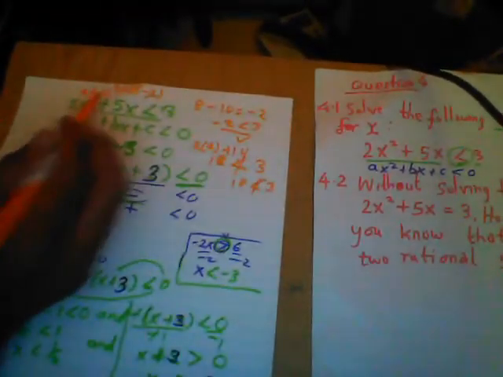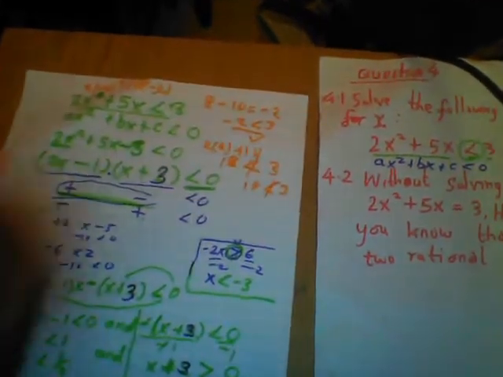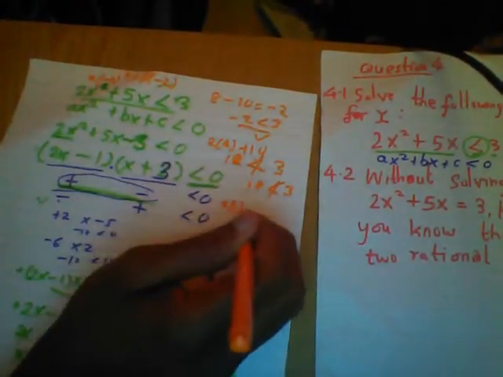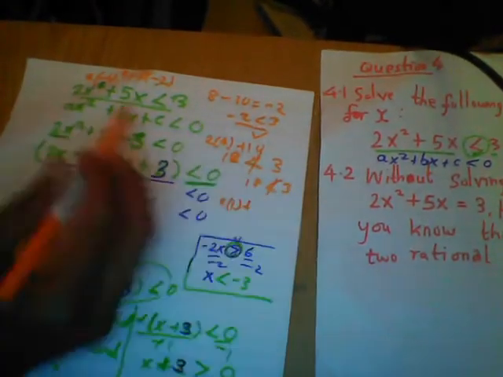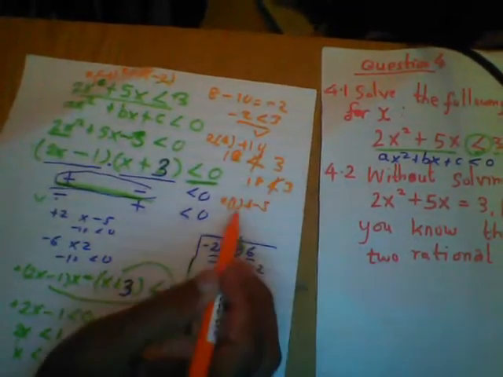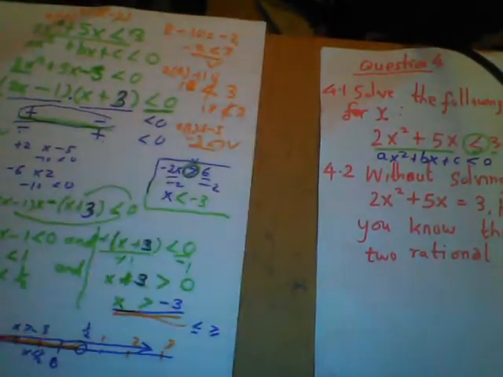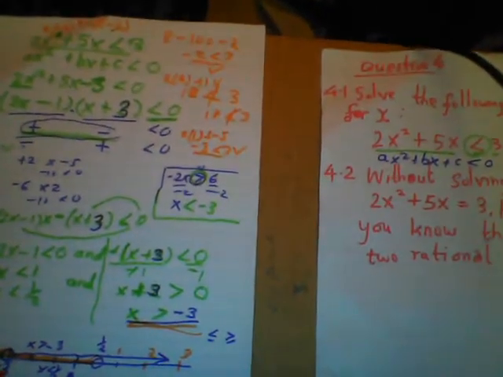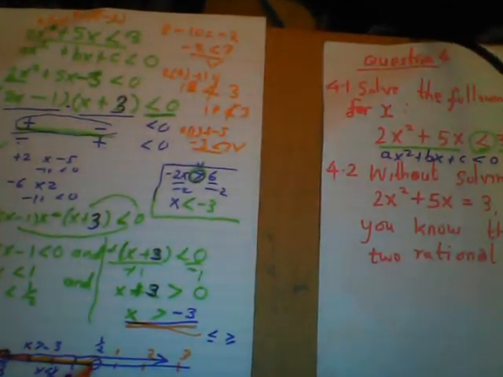So let's take -1 here, which you know is going to work. Put -1: -1 squared equals 1, plus 5 times -1 is -5, which is going to give us -4... -3. Is -3 less than 3? Yes, it is. You see that? So all the numbers in between -3 and a half, it works.